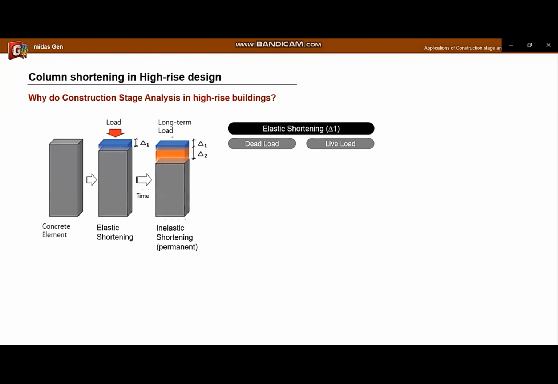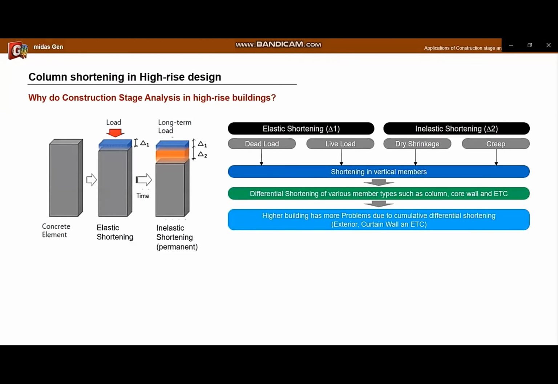In the case of elastic shortening, as you know, it is caused by gravity loads. And inelastic shortening is due to drying shrinkage and creep. Inelastic shortening occurs larger in RC high-rise buildings. And there is different shortening according to the vertical member type, like columns and walls. In particular, different shortening between vertical members causes a lot of problems in high-rise buildings.